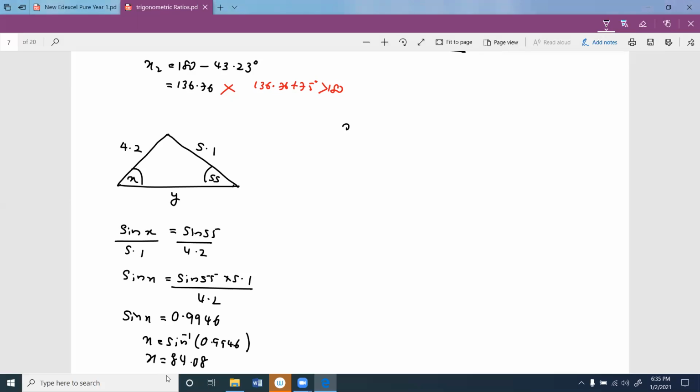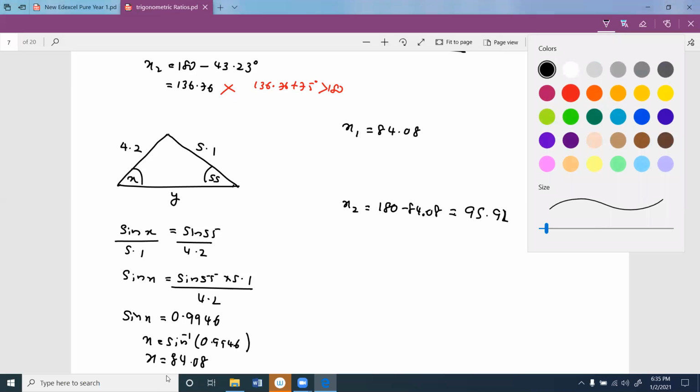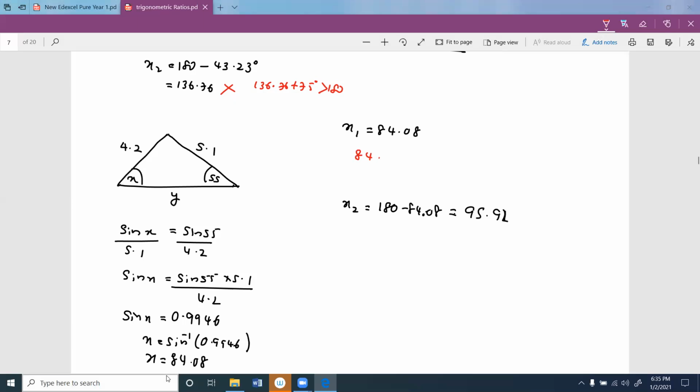Then you can get the first angle as 84.08, and the second angle is 180 minus 84.08, that is 95.91. Then you check the reliability of this answer. 84.08 plus 55 is obviously less than 180. Therefore, this answer is correct.